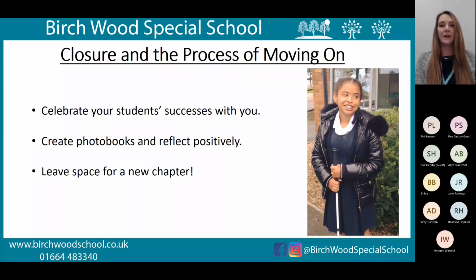Okay, so closure and the process of moving on. It is important to allow time to celebrate a young person's achievements and their time with you as part of the process of moving on. It's a really nice idea to create a photo book or a memory booklet for students to think about their successes to date. Leaving space for a new chapter helps students to look forward to their next steps, and keeping the activities positive and focused on celebration really helps to create a positive outlook for the next stage.